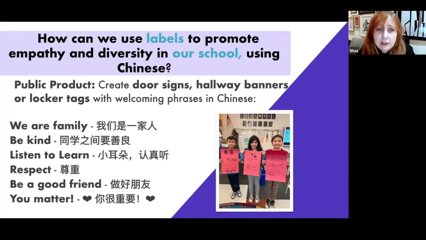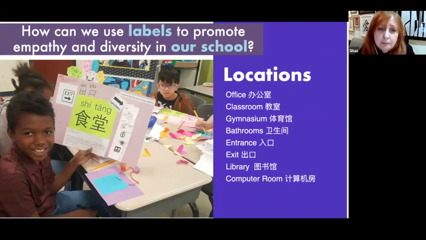So you can see here, the public product was door signs, hallway banners, and locker tags, and we brainstormed some things that we wanted to know about in Chinese. And remember, these are beginners, so we tried to do very simple phrases that they could do. Some of these were things like be a good friend, respect, listen to learn, we are family. So we looked at some of the phrases that we could use to make a positive impact in the school community.